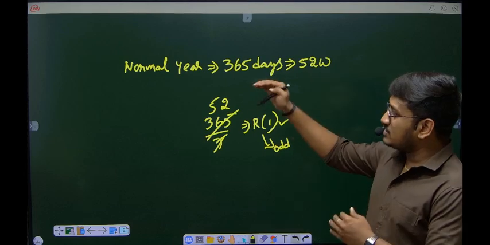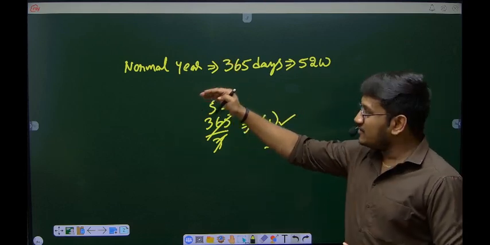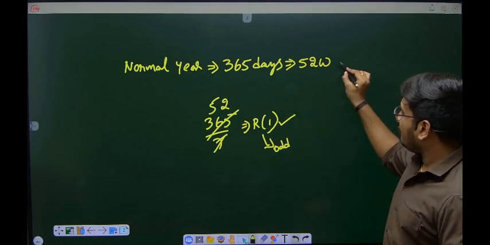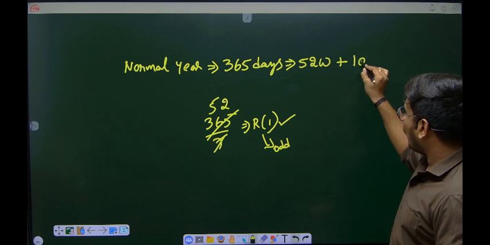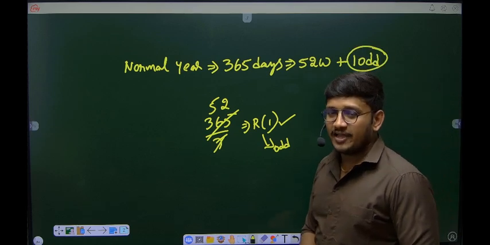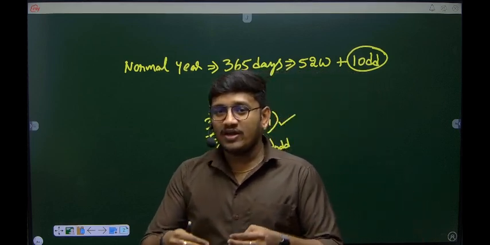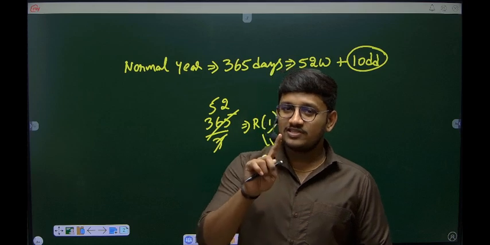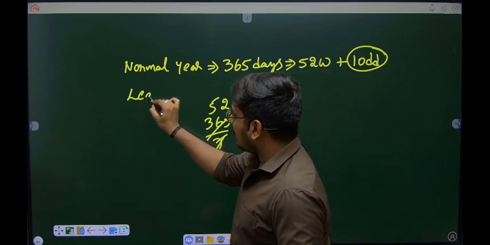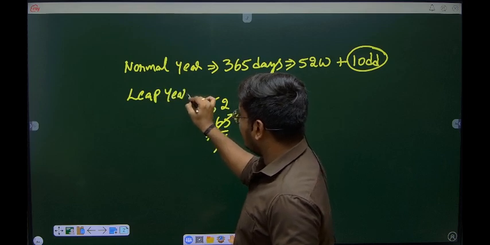Now, for a normal year we have a total of 365 days. Out of 365 days, 52 weeks plus one extra day. That extra day will be considered an odd day. Now, if I ask you how many odd days are there in a normal year, you would say it is one odd day. Now, how many odd days are there in a leap year?